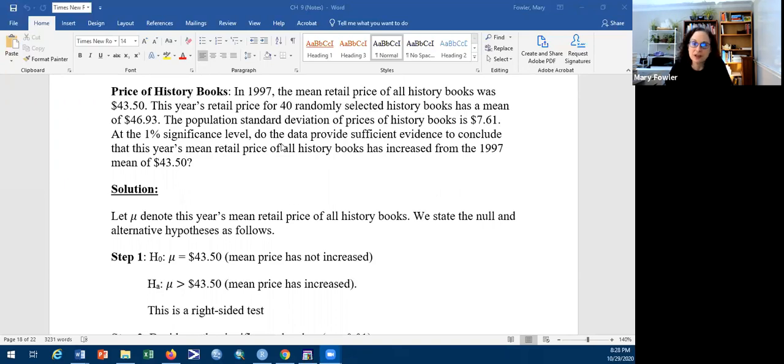$7.61. And the problem we did using the critical value approach was, at the 1% significance level, do the data provide sufficient evidence to conclude that this year's mean retail price of all history books has increased from the 1997 mean of $43.50? I'm going to go to the whiteboard and put that solution back up, and then talk about how we can integrate the p-value into the hypothesis testing.